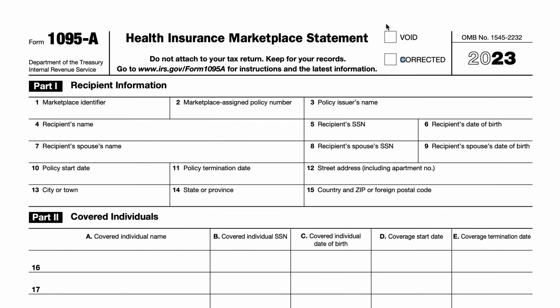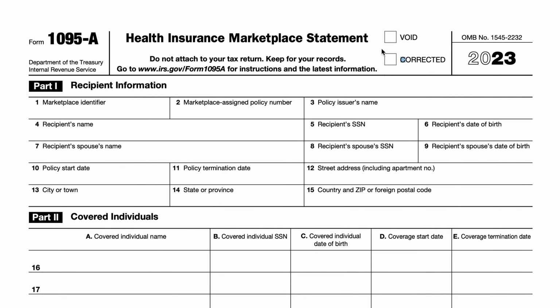So at the very top of the form, you'll see two boxes. One is marked void, one is marked corrected. So if you don't see a check in either box, that means that this is the current version of the form. If you see void, then that means this was a form that was sent in error.